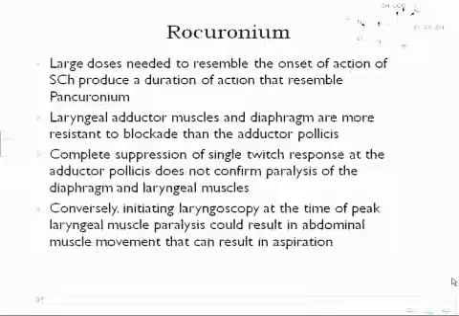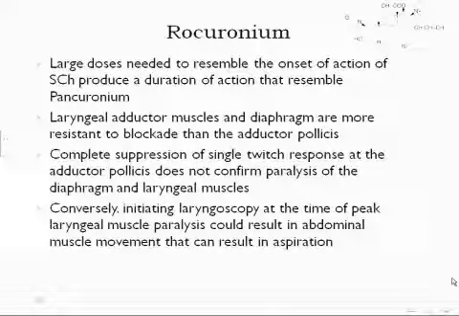Rocuronium at large doses can resemble the onset of action of succinylcholine, but then you have to give very large doses, and then it acts more like a very long-acting drug. Complete suppression of a single twitch of the adductor does not confirm paralysis of the diaphragm and laryngeal muscles, which is what I was telling you about before. When you give Rock to replace succinylcholine for an open eye globe injury, you think everything is gone, and you find out when you put the blade in that the person starts coughing on you with disastrous results. That's why it's also not such a good drug in that respect.